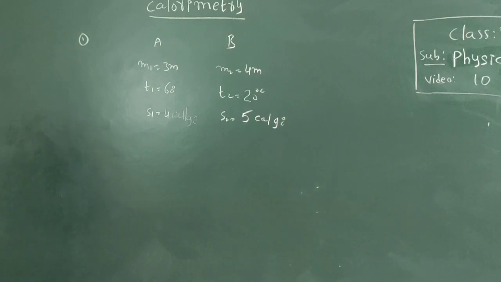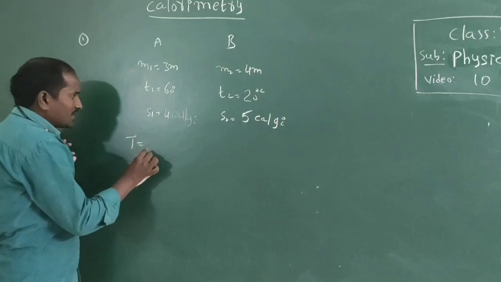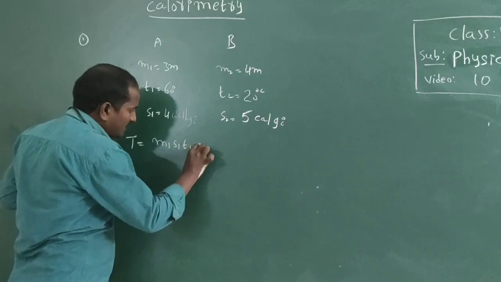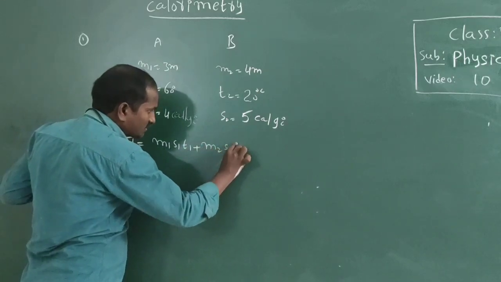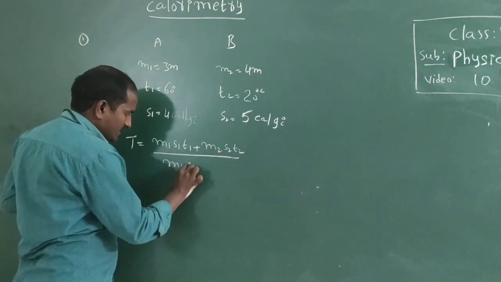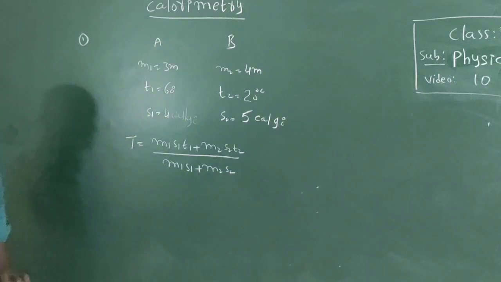Then find the resultant temperature. So the two liquids are mixed together with a resultant temperature T equal to M1 S1 T1 plus M2 S2 T2 by M1 S1 plus M2 S2. It is the resultant temperature.